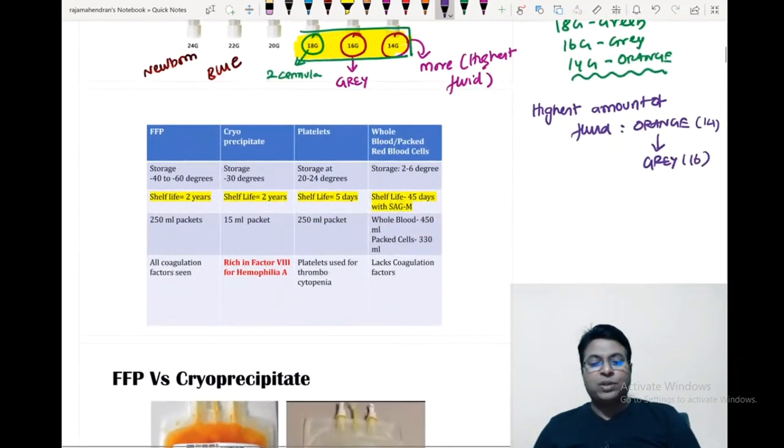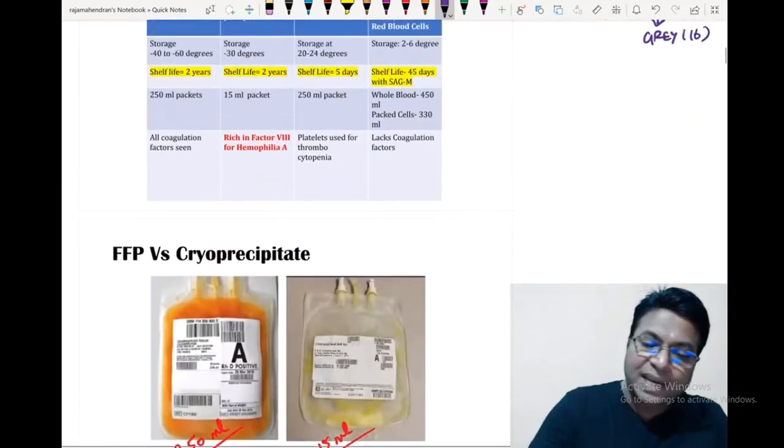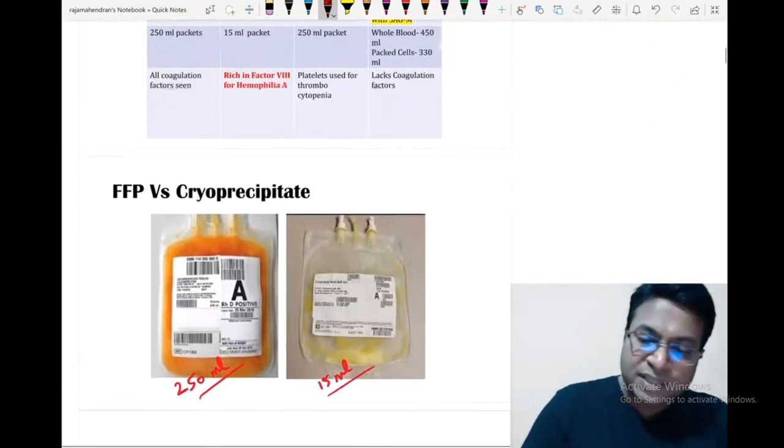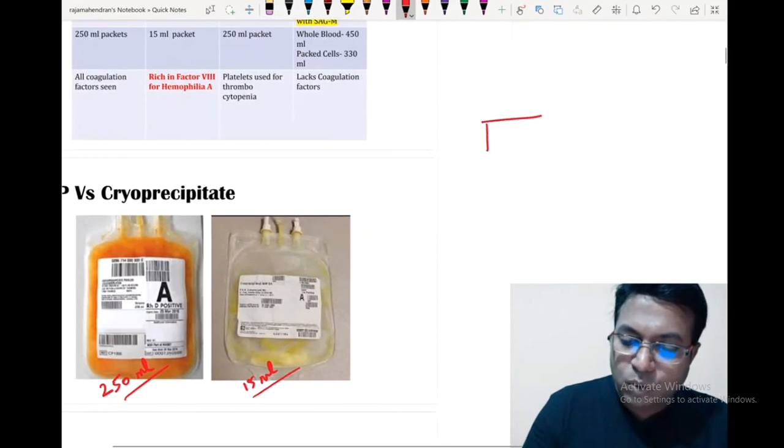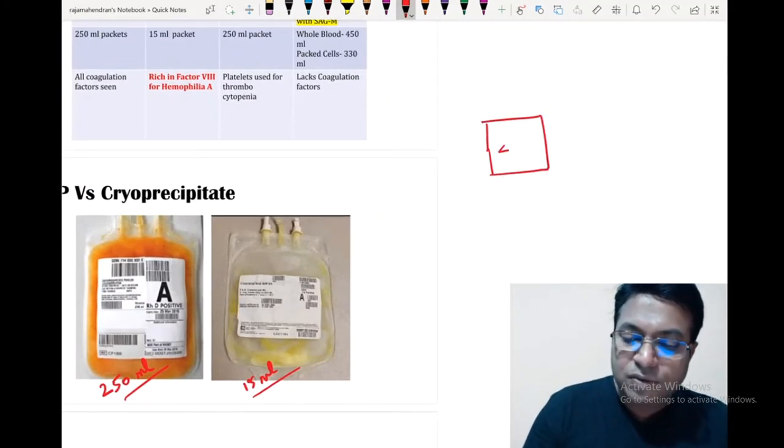Then coming to the blood packets. These are the blood packets I am going to tell you about now. The essential point I want you to know about blood is this: whole blood is 450 ml.